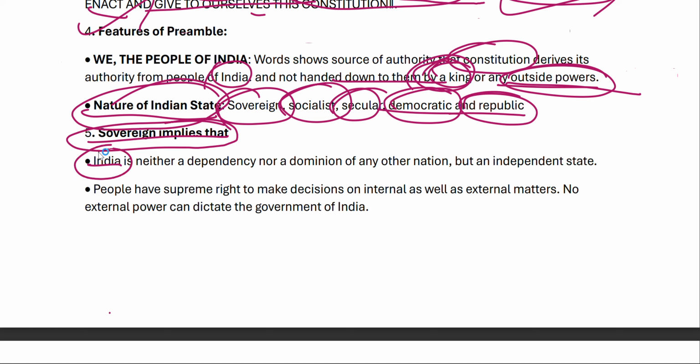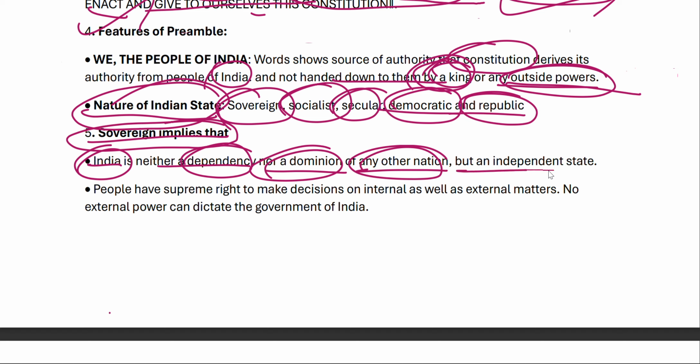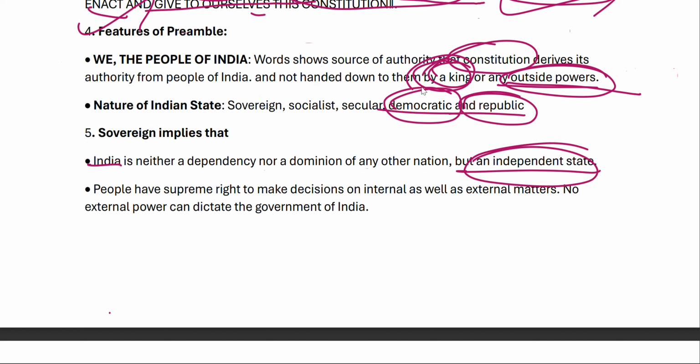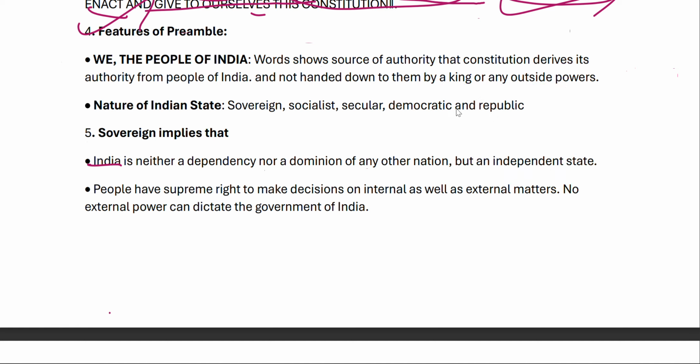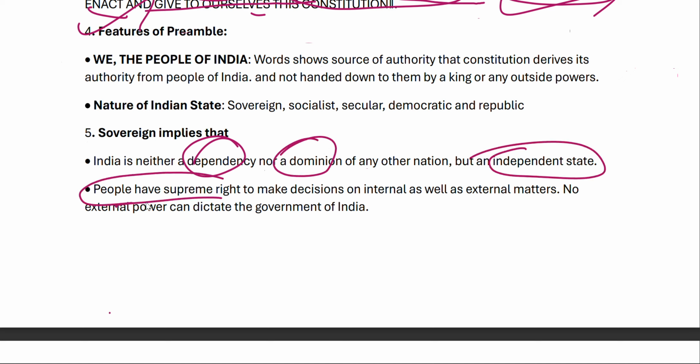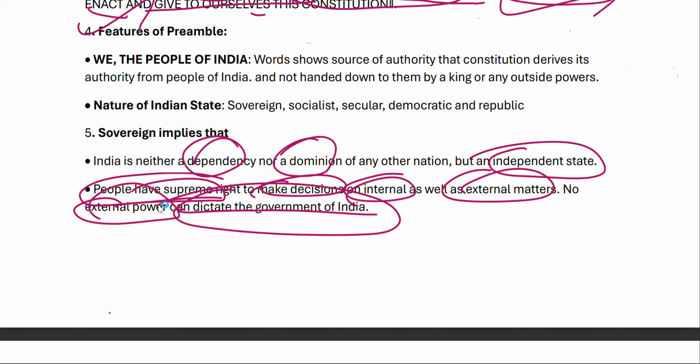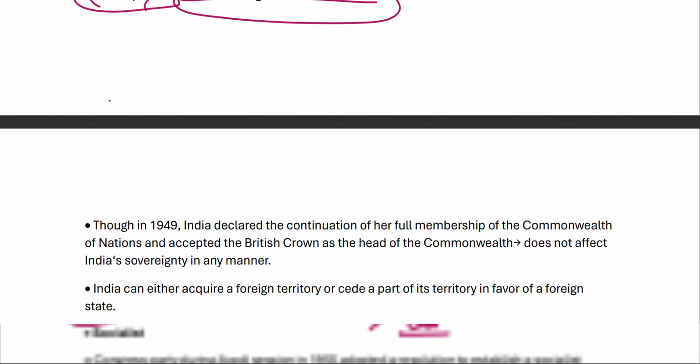Sovereignty implies that India is neither a dependency nor a dominion of any other nation, but it is an independent state. That is what sovereignty means. People have the supreme right to make decisions on the internal as well as the external matters. No external power can dictate the government of India.